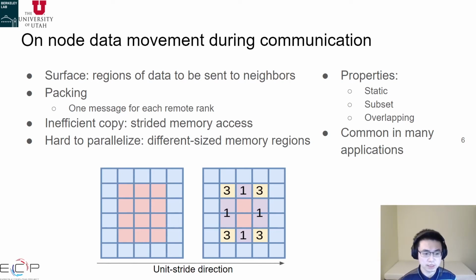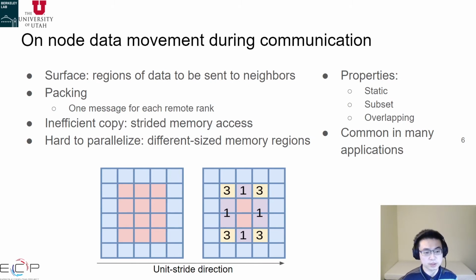We also note that this communication pattern exhibited in ghost zone exchange has some common properties that are shared across many different applications. First is that the addresses and size of the data to be communicated is static for at least a few iterations. Second is that the data to be communicated is a subset of the data owned by the current rank. The last is that the data sent to different remote ranks may overlap.